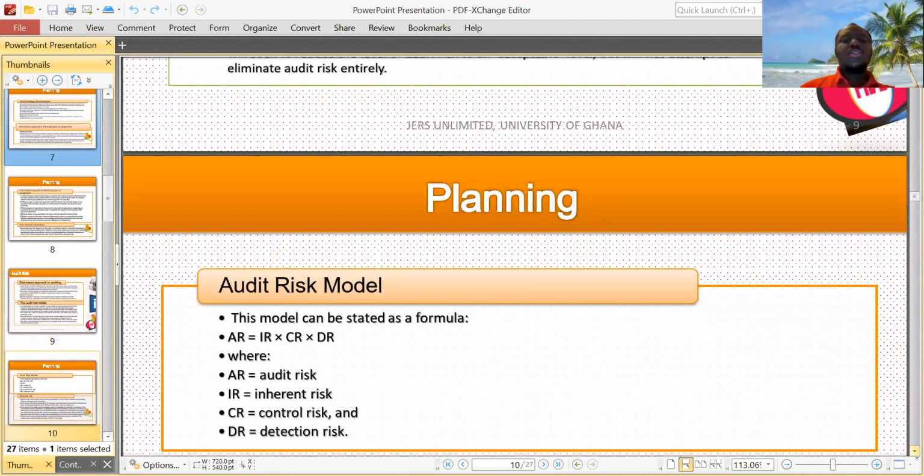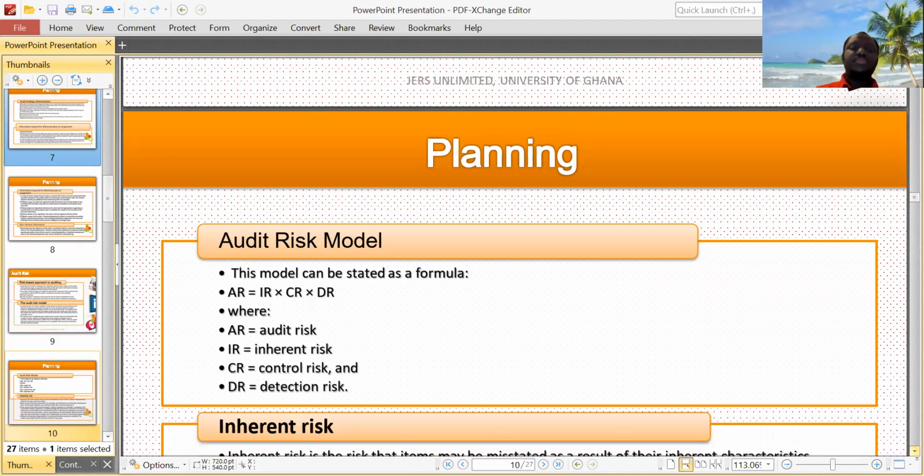Now, audit risk model. What is the audit risk model? It's simply audit risk is equal to inherent risk times control risk times detection risk. Please, this is very, very important. It's just like in accounting, you need to know the accounting equation, which is assets equal capital or equity plus liabilities. In audit as well, you need to know this formula. AR = IR × CR × DR. AR is audit risk, IR is inherent risk, CR is control risk, and DR is detection risk.